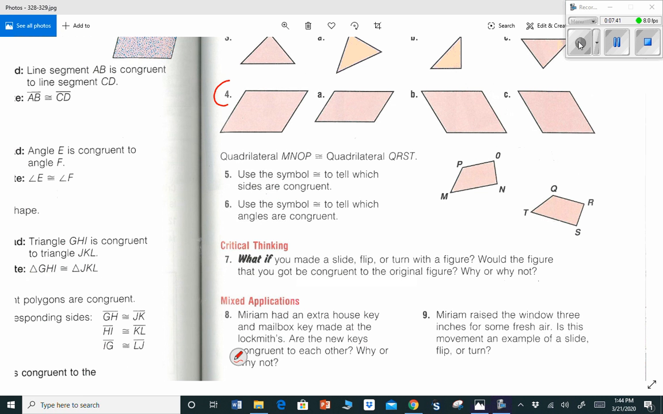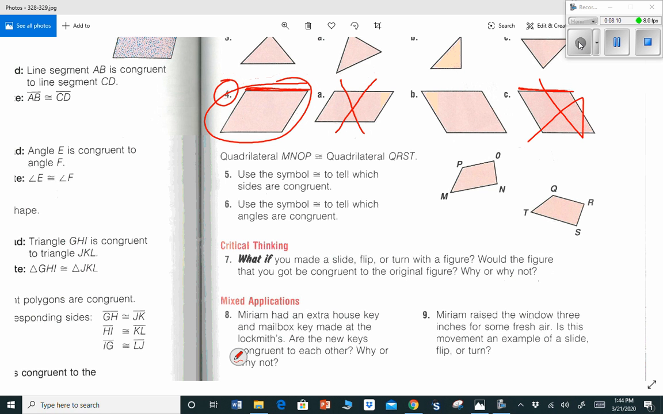All right, let's look at 4. We've got this parallelogram here. Do A, B, or C match up? Are they congruent? I think we can throw out A because it is clearly smaller. I think we can also throw out C because it looks a little narrower. If you measured this side right here, I think this is less. Okay, so I'm going to throw that one out.